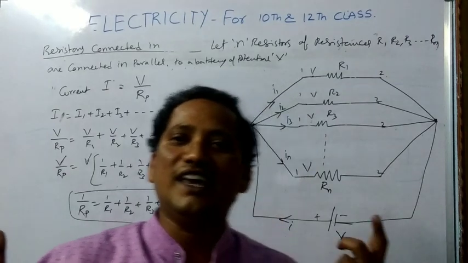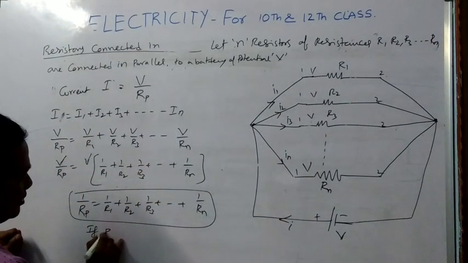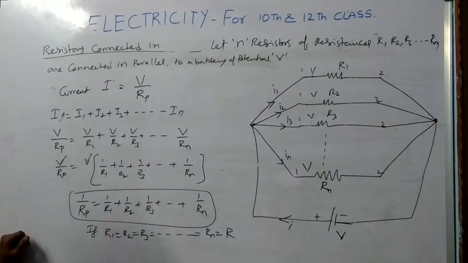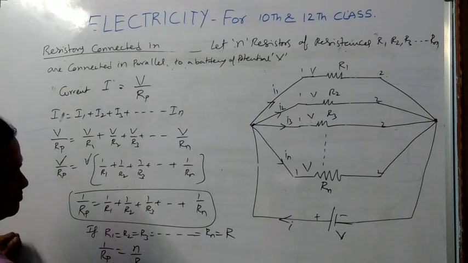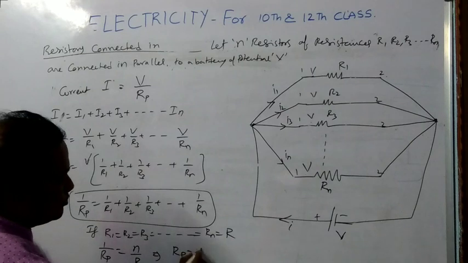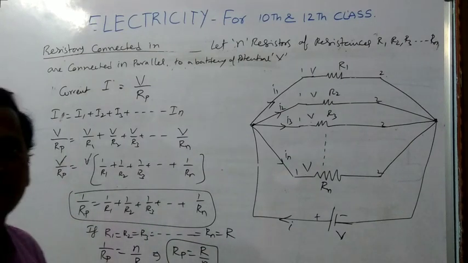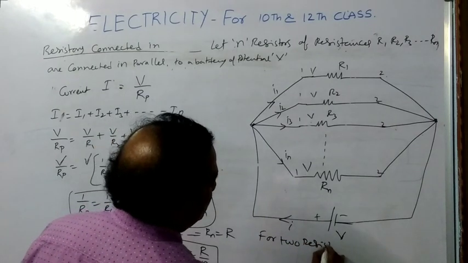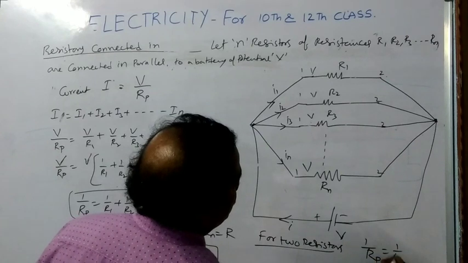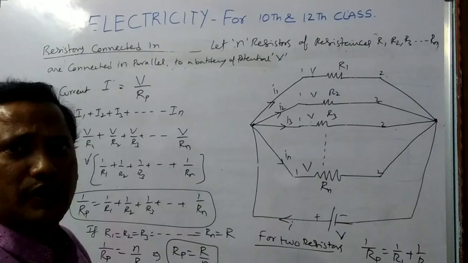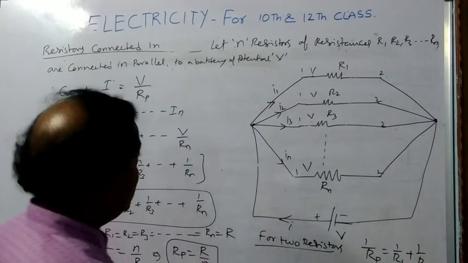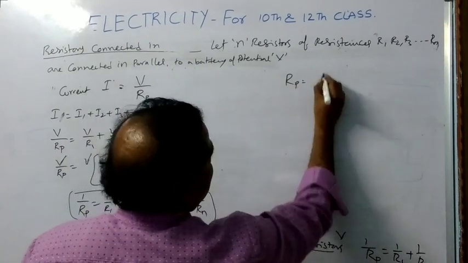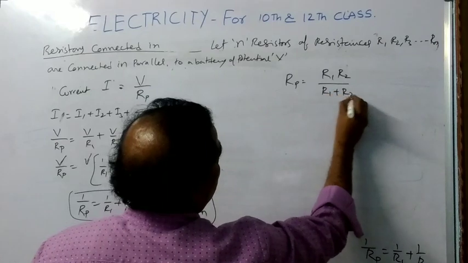If all resistors are of equal value, what happens? If R1 is equal to R2 is equal to R3 is equal to dash dash dash equal to Rn is equal to R, then 1 by Rp is equal to N by R, or simply Rp is equal to R by N. So for two resistors, you can use 1 by Rp is equal to 1 by R1 plus 1 by R2, or simply, taking the LCM, Rp is equal to R1 R2 by R1 plus R2. This is important.